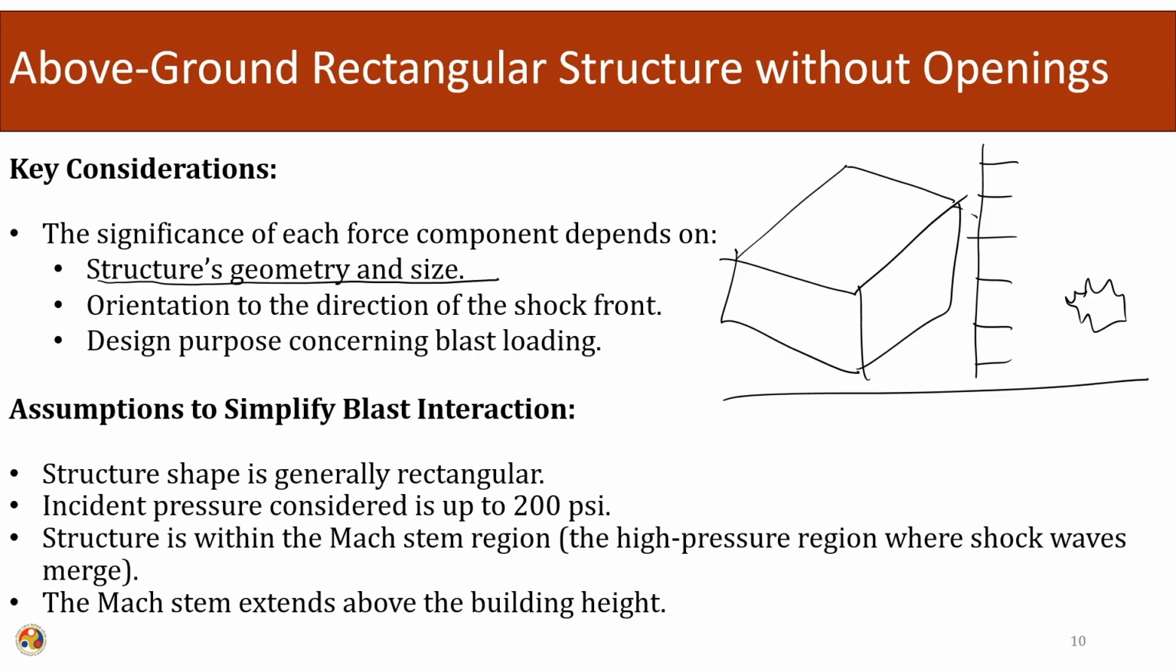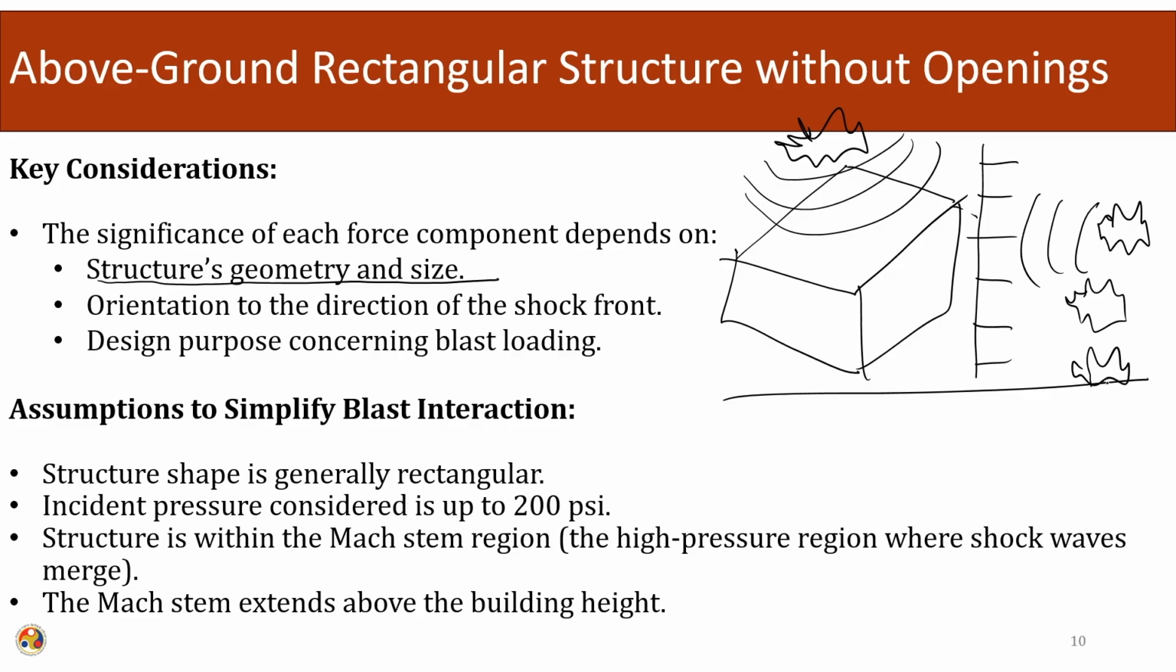Orientation to the direction of the shock front. So, if the blast is occurring at the top, it will create spherical fronts. This will be considered as the free air blast. If the blast is occurring at the front, it will act as an air blast. If the blast is occurring on the surface, this will be considered as the surface blast.